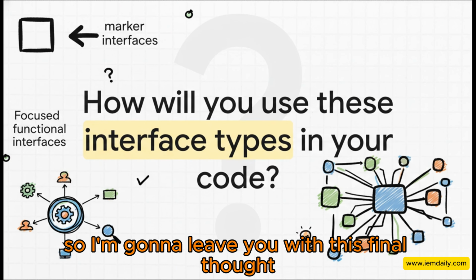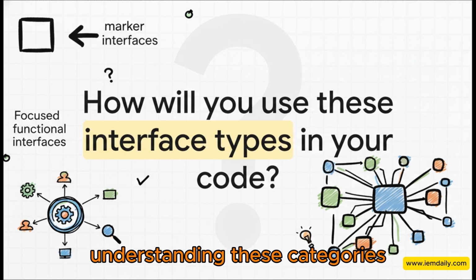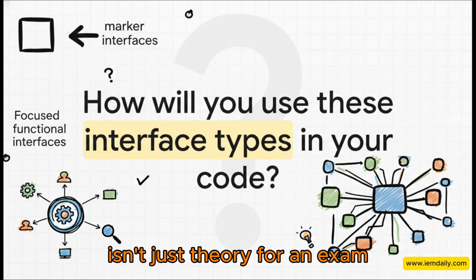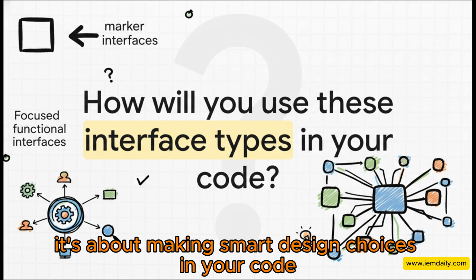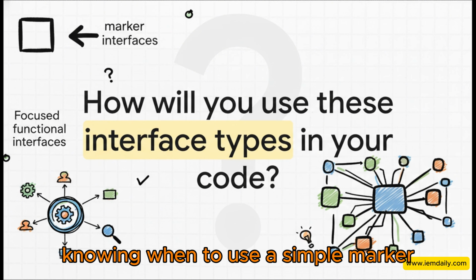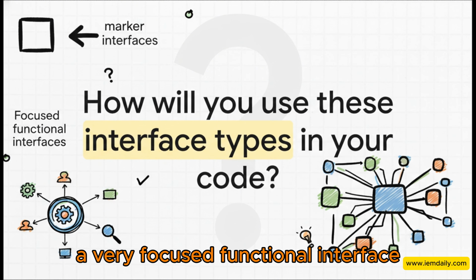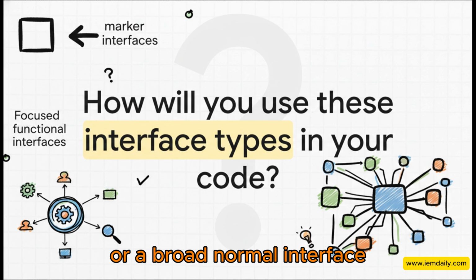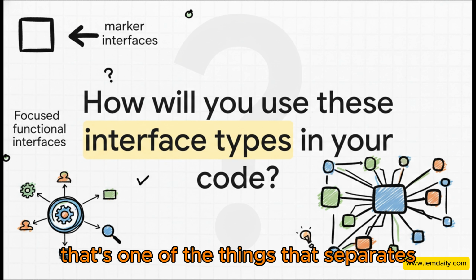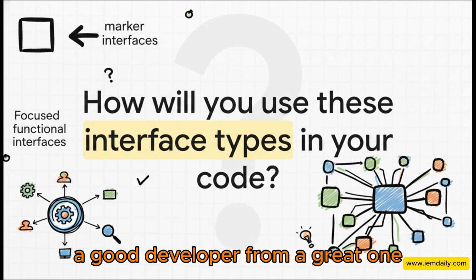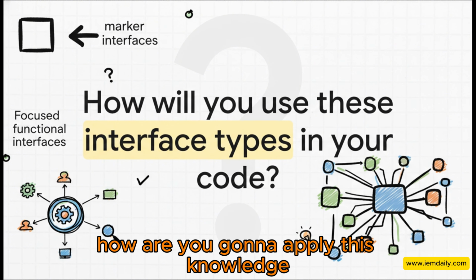So I'm going to leave you with this final thought. Understanding these categories isn't just theory for an exam. It's about making smart design choices in your code. Knowing when to use a simple marker, a very focused functional interface, or a broad normal interface, that's one of the things that separates a good developer from a great one. So the question is, how are you going to apply this knowledge?